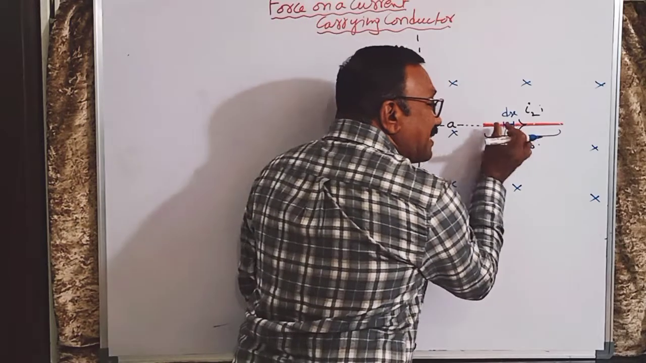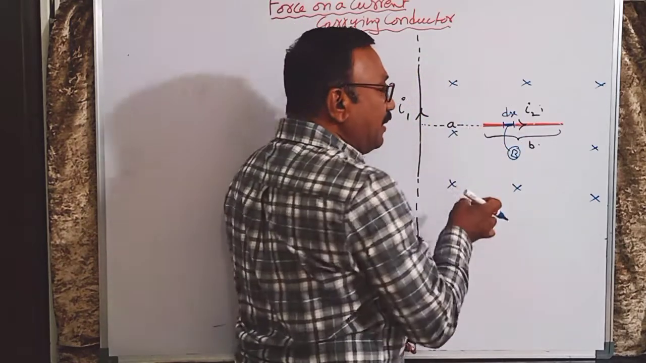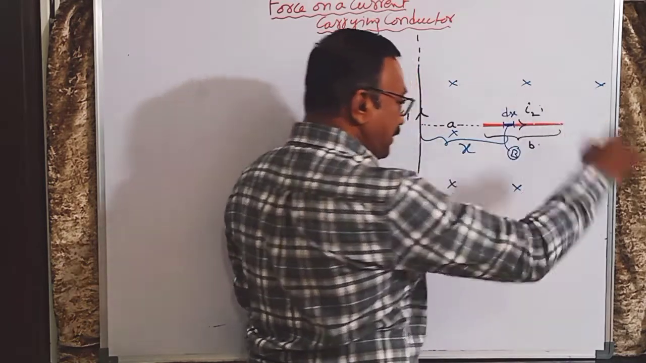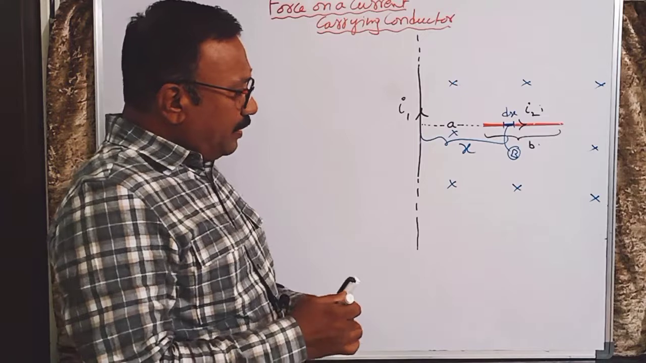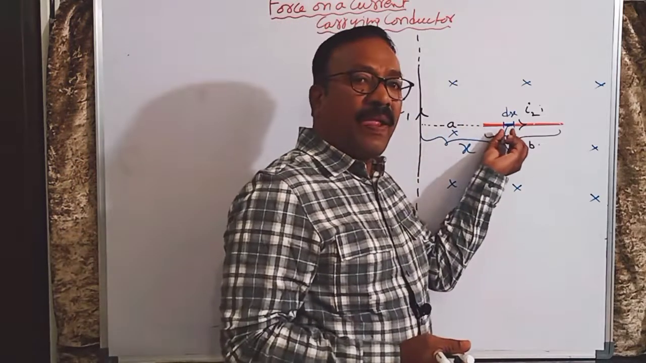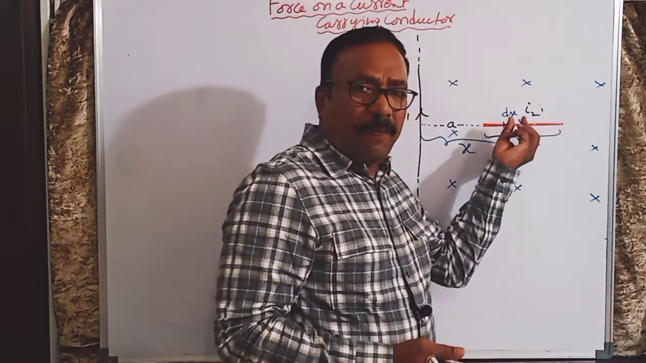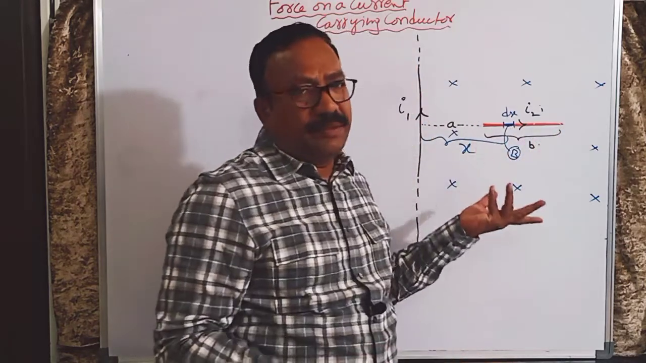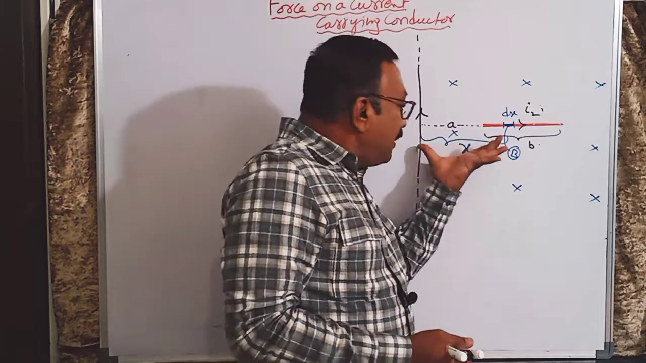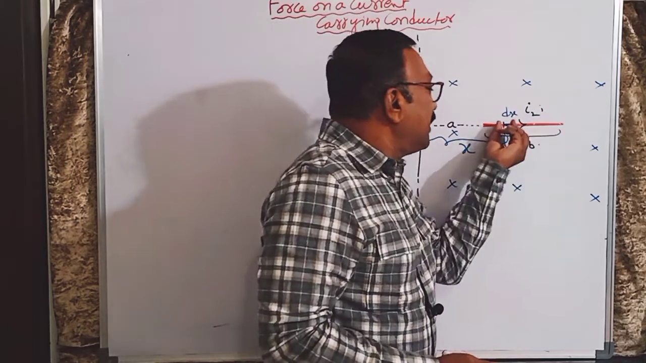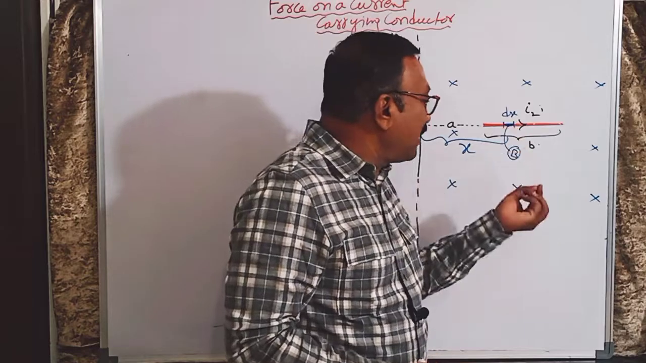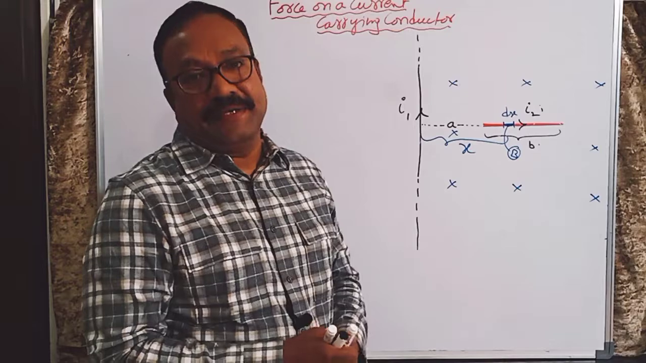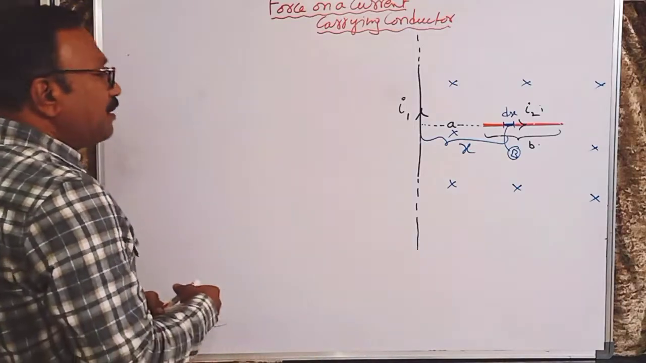Now, this segment dx is a current carrying conductor placed in a magnetic field, located at a distance x. This length dx, I can take anywhere on the conductor, here, here, here, so x will be a variable. So, at a distance x on the conductor, consider a small element dx having current I. Now, this element dx is in this magnetic field. So, let me first find the magnetic field.